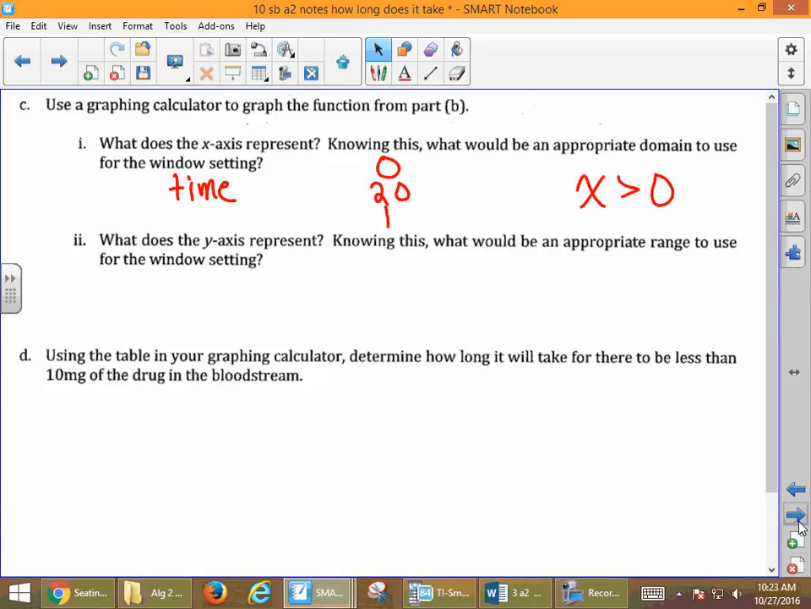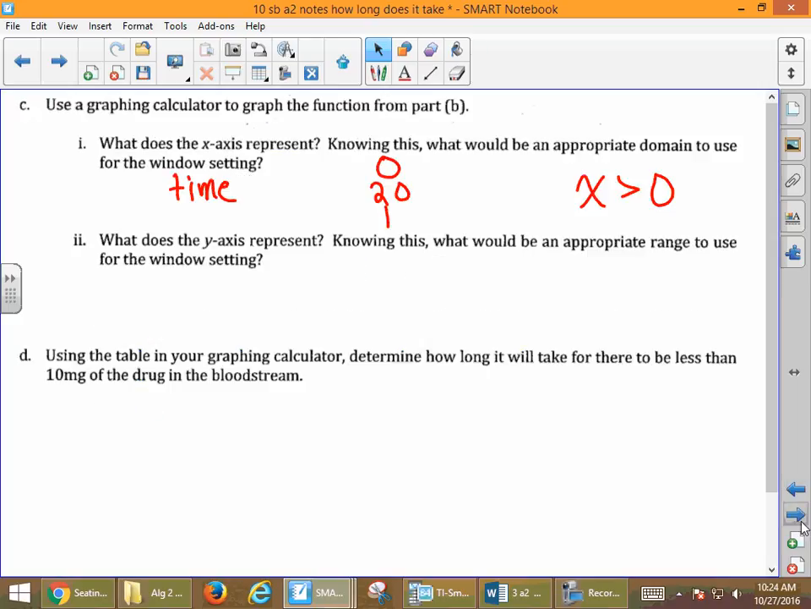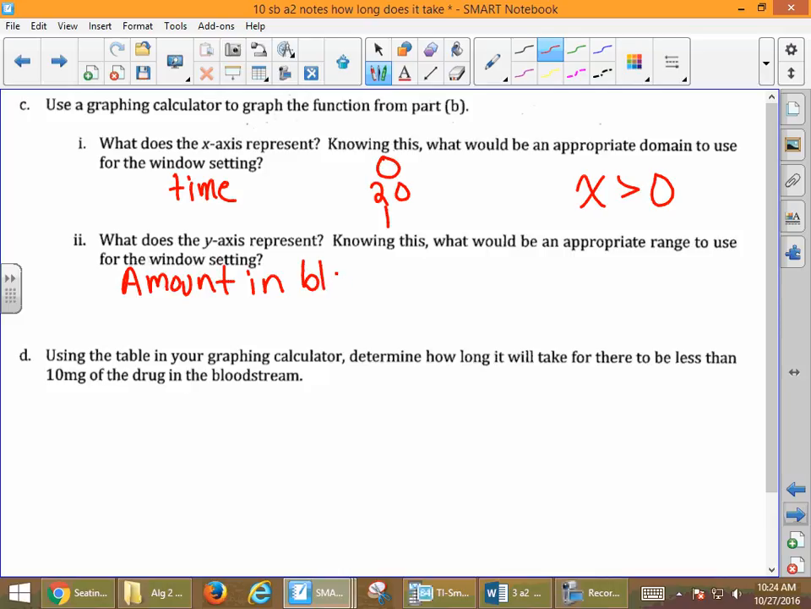Well, what does the y-axis represent? If we flip back and we look at our table, it's the amount of drug in the bloodstream. We'll just shorten that just a little bit. The amount in the bloodstream.